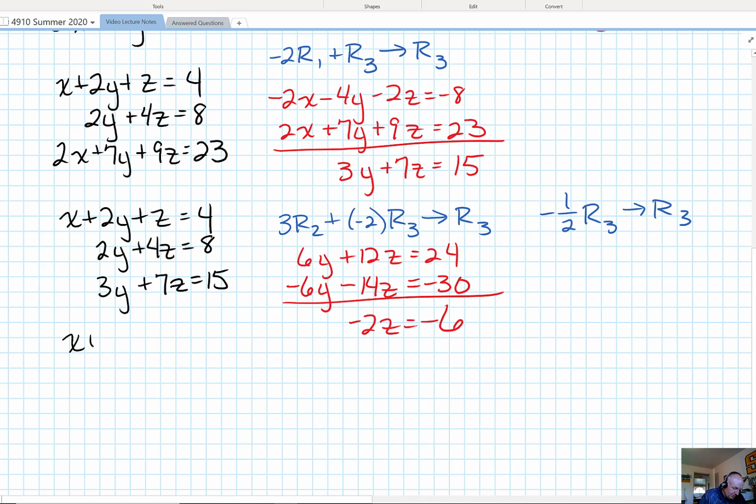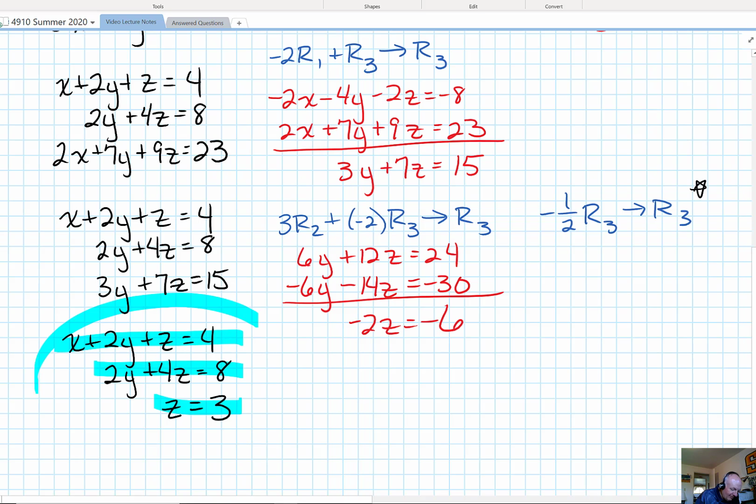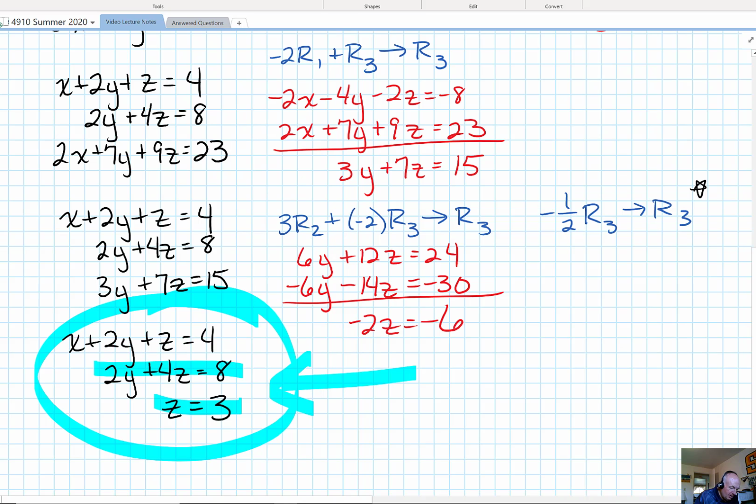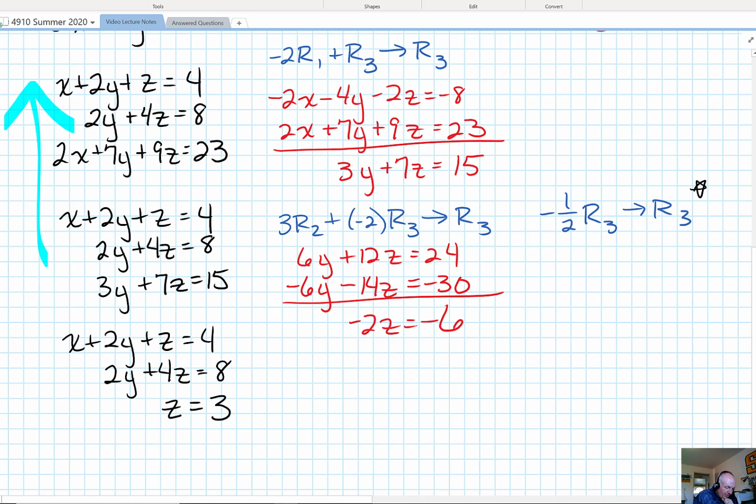So we've got x plus 2y plus z equals 4. That's our first row. Our second row stays the same. And our third row, thanks to this additional bonus change where we multiplied by negative 1/2, gives me z equals 3. This is where we want it to be. This is an equivalent system, so if I can solve this system, it will have the same solutions as the original system up there.